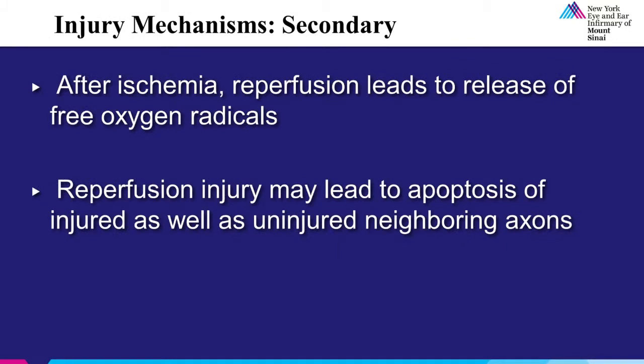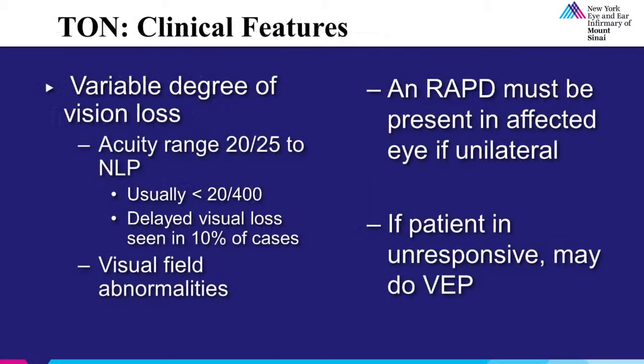After the initial injury, the secondary mechanisms come into play. It is believed that after ischemia, there is reperfusion which leads to the release of free oxygen radicals. This reperfusion injury may lead to apoptosis of the injured as well as uninjured neighboring axons.